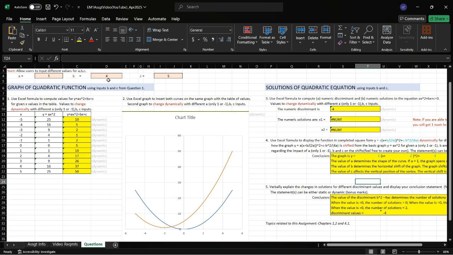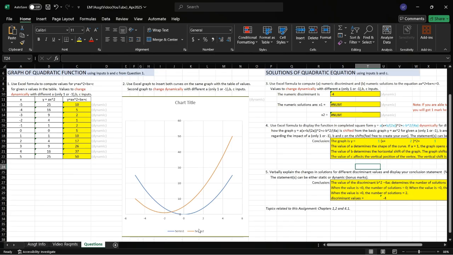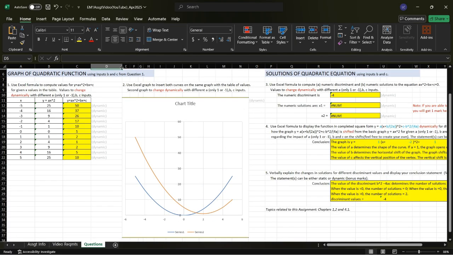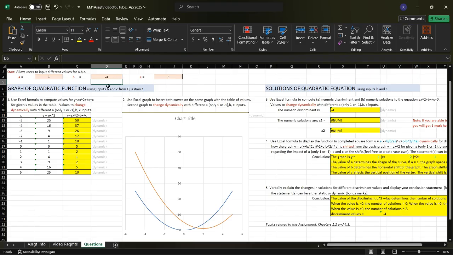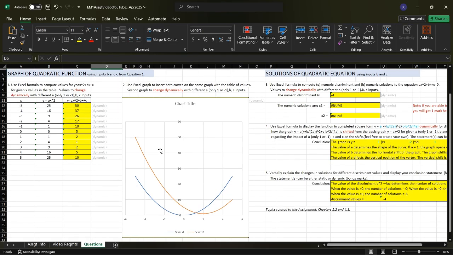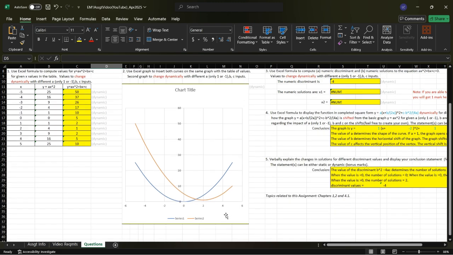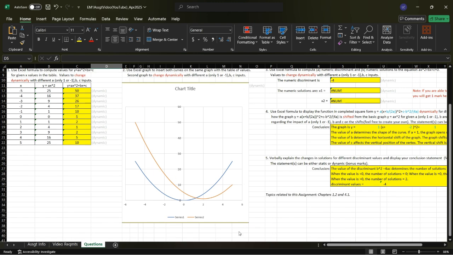So for example, when B goes to 4, the graph will shift -2 units, meaning the graph will shift 2 units to the left. So as you can see in the graph, the turning point of the graph, which is the middle point, has shifted 2 units to the left. So that means when B equals -4, the horizontal shift of the graph will be +2. So the graph will shift to the right by 2.